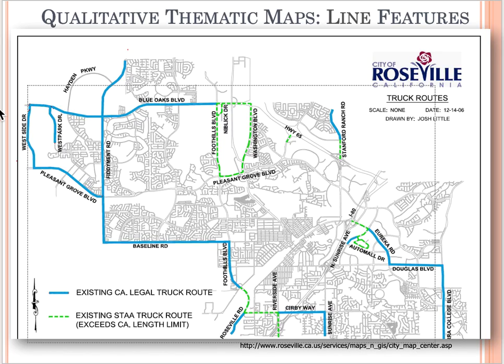The next type of map we see is the city of Roseville, California. So our base map is the city of Roseville, and our line features are based on the truck routes. So we could see the existing truck route is blue and the existing STAA truck route is green.